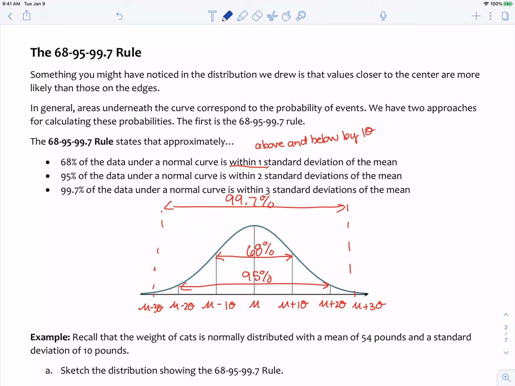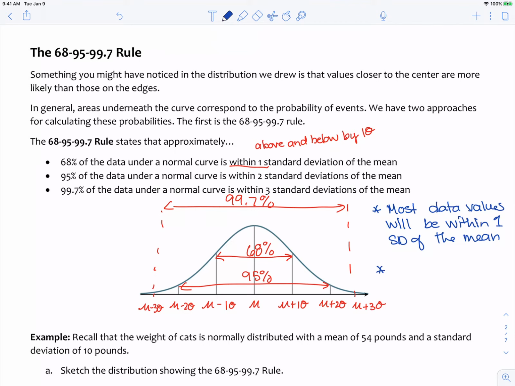And so first one is that most data values will be within 1 standard deviation of the mean. Okay, and so we can see that most is definitely going to include 68%, right? The majority of our data values are within 1 standard deviation of the mean.